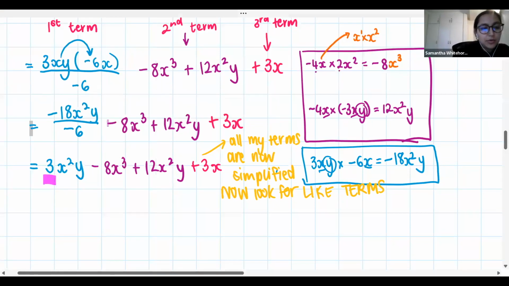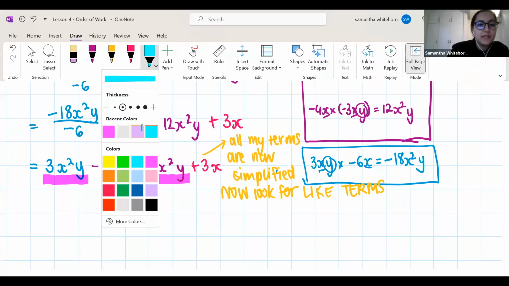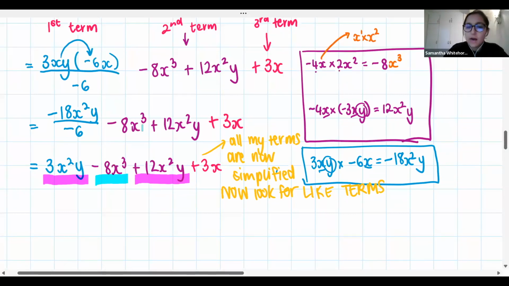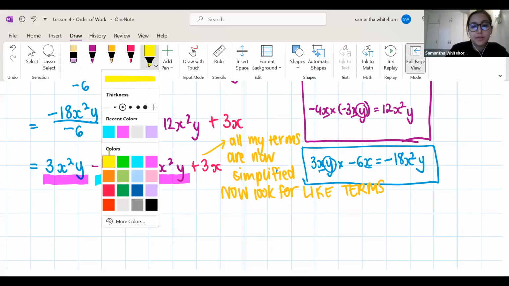We've got a term with an x squared y. I've got another term with an x squared y. Remember, like terms, same variable or variables with the same exponents. So both of these terms have an x squared and a y, so they are like terms. The next group that I have is then just the x cubed terms. They don't have y's, the x's are cubed. It's a group by itself. And then as a separate group, we've got our 3x.